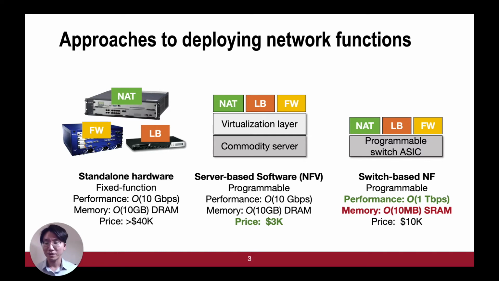More recently, with advances of programmable switch ASICs, we can also implement some types of network functions on programmable switches. With their capability of line-rate packet processing, network functions running on the switches can easily process very high traffic rate. As you can see here, since each option has different characteristics in terms of performance, memory, and price, network operators may choose a proper option based on their target workloads and operating conditions.